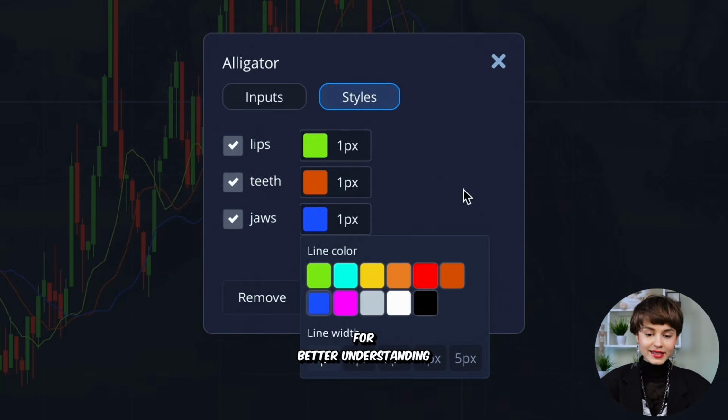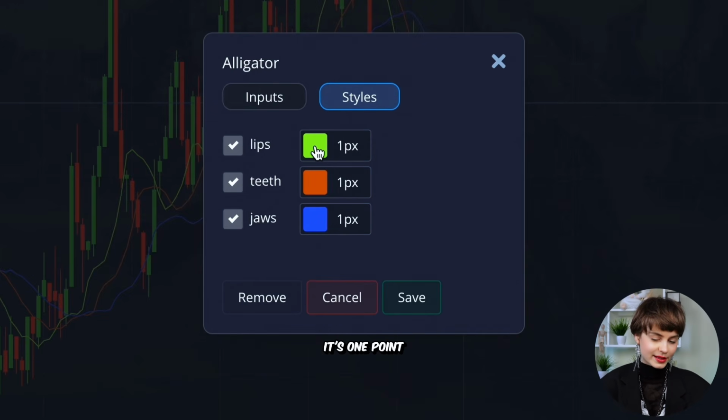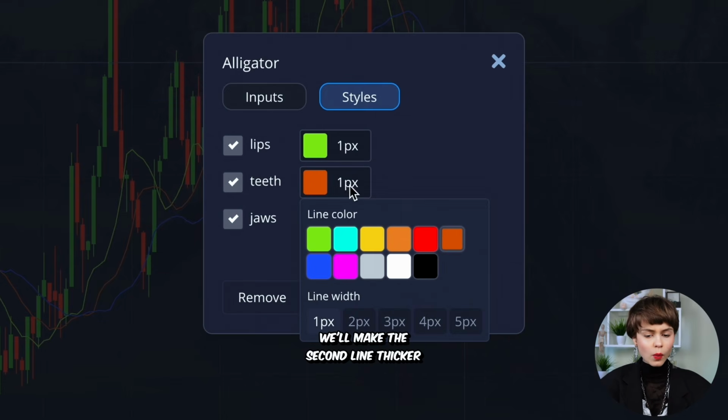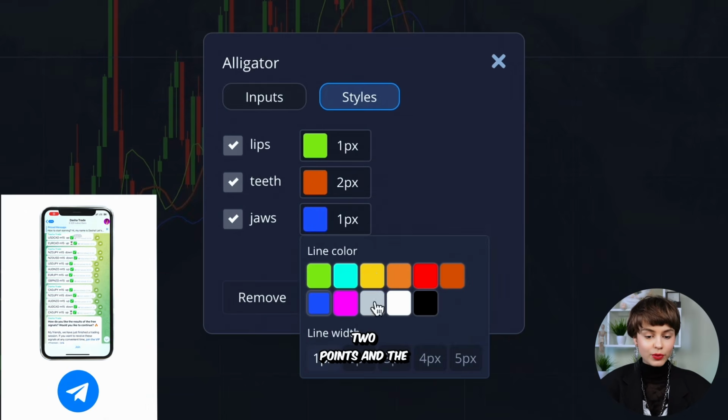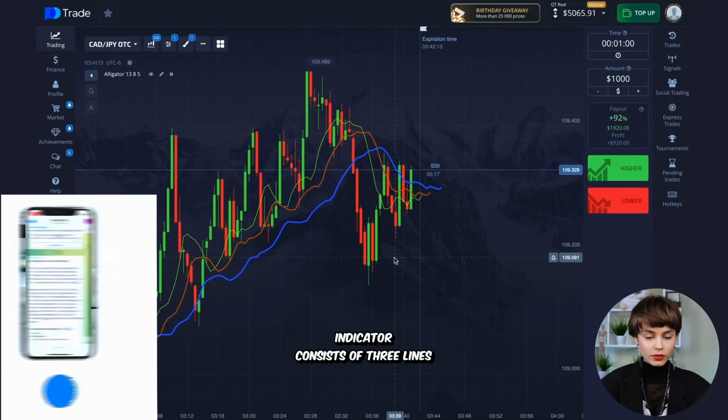And for better understanding, we'll do just one thing. Look, the quick line is a green line. It's 1 point thick and green as well. We'll make the second line thicker, 2 points, and the blue line is the thickest. It will be 3 points thick.